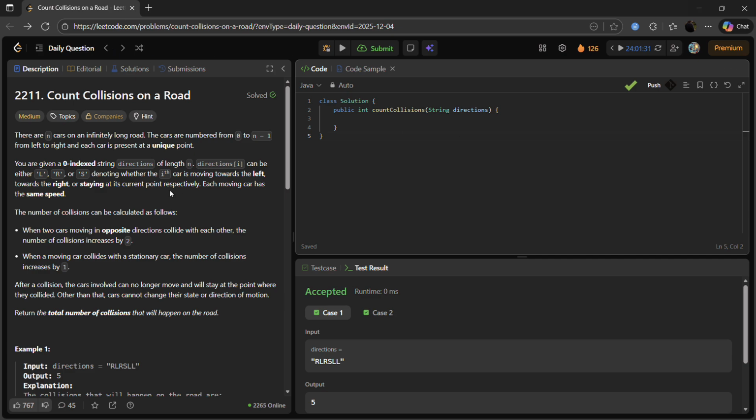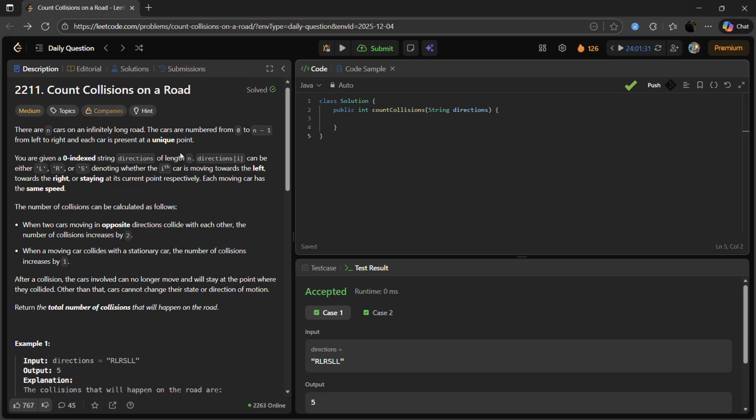Okay, in today's problem, we are going to solve Count Collisions on a Road. It is LeetCode problem number 2211, and this is today's daily problem. Now let's read out the problem description.